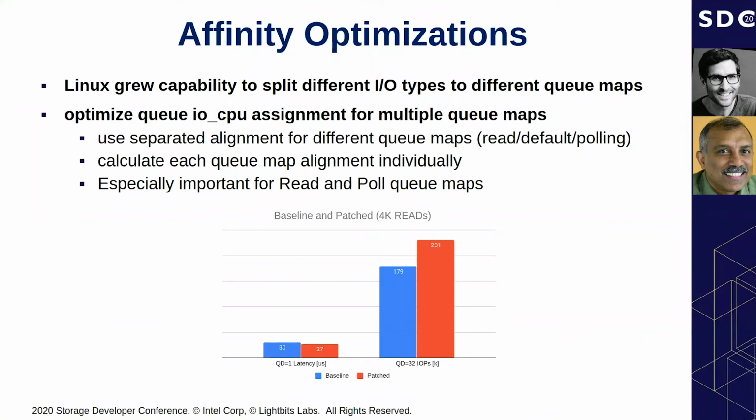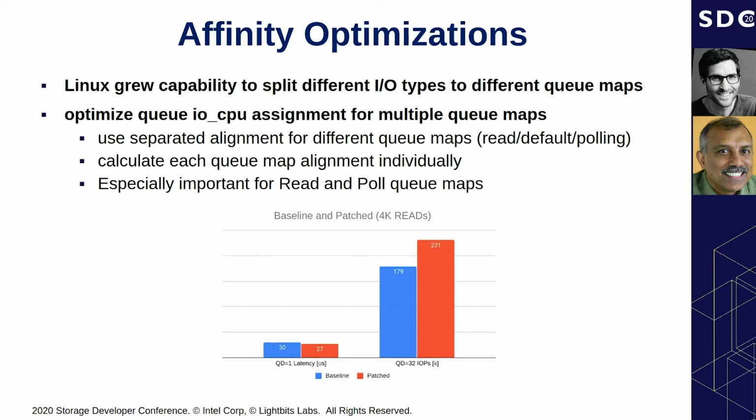Next, some affinity optimizations. We alluded to that when we talked about different NVMe queues. For every queue we have a thread or an I/O context that's responsible for issuing all these I/Os and serializing that, which means that we have affinity between an NVMe queue, this I/O thread context affinity, and the NIC interrupt affinity as well. So as we said, Linux basically now grew the capability to split different IO types to different queue maps, you know, the default, the read, and the polling.